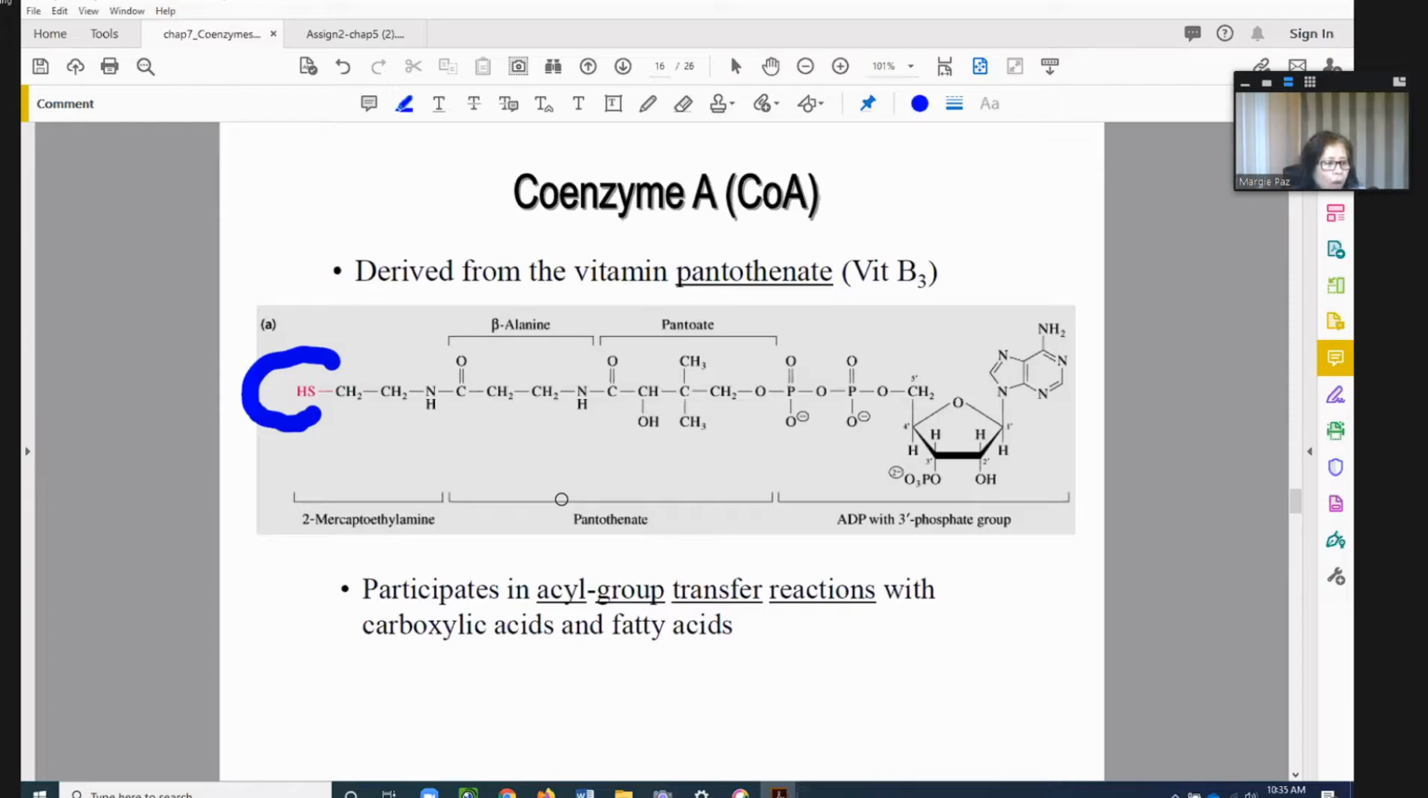The role of coenzyme A is that it participates in acyl group transfer reactions with carboxylic acids and fatty acids. So that is the main role of coenzyme A. It is a donor of acyl group. It participates in acyl group transfer reactions. So we say that SAM transfers methyl groups, coenzyme A transfers acyl group, right?